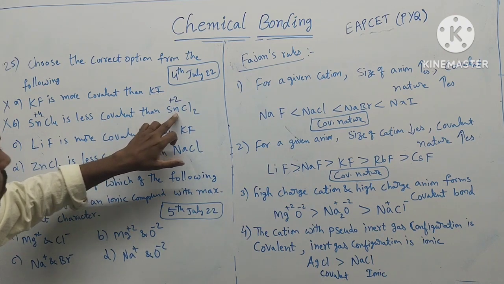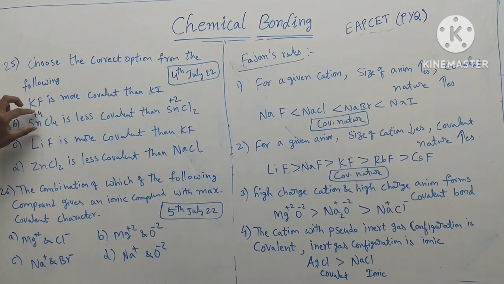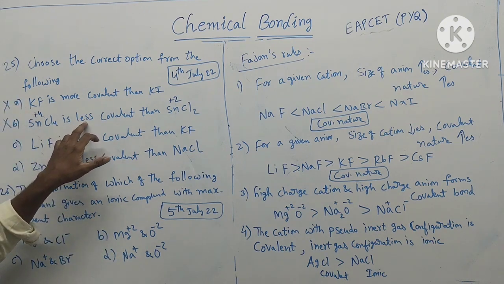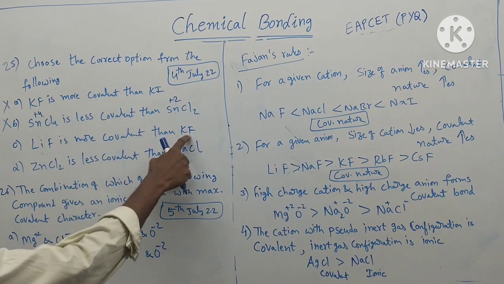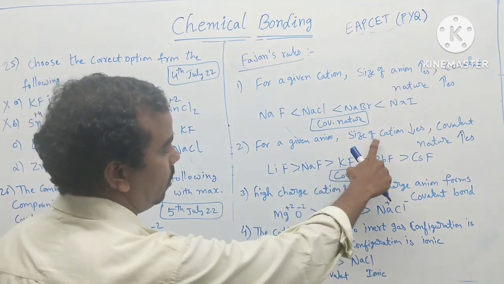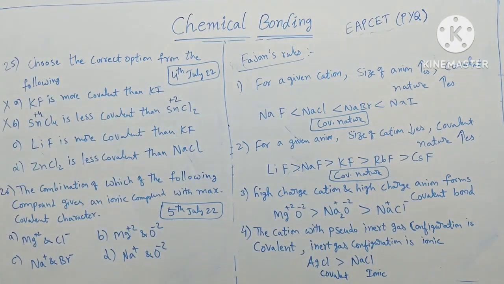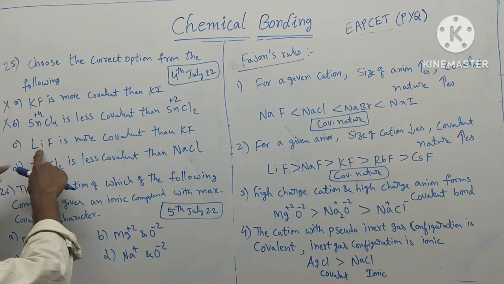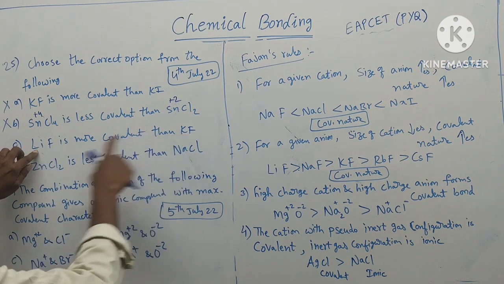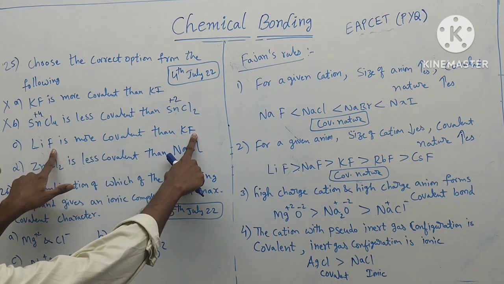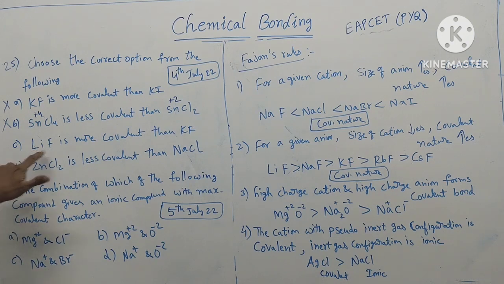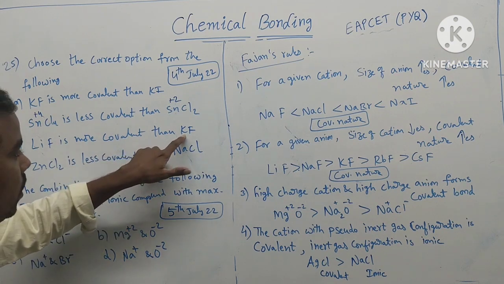Here only 2 electrons are lost, here 4 electrons are lost. The size of Sn plus 4 is very small. Small sized cations form covalent bonds, but here it says less covalent. So wrong. LiF is more covalent than KF, for a given anion constant. For a given anion, as the size of the cation decreases, covalent nature increases. Small cation, so covalent nature increases, so more covalent. LiF is more covalent. Anion constant, but small sized cation versus large sized cation. A small sized cation forms a covalent bond, a large sized cation forms an ionic bond.